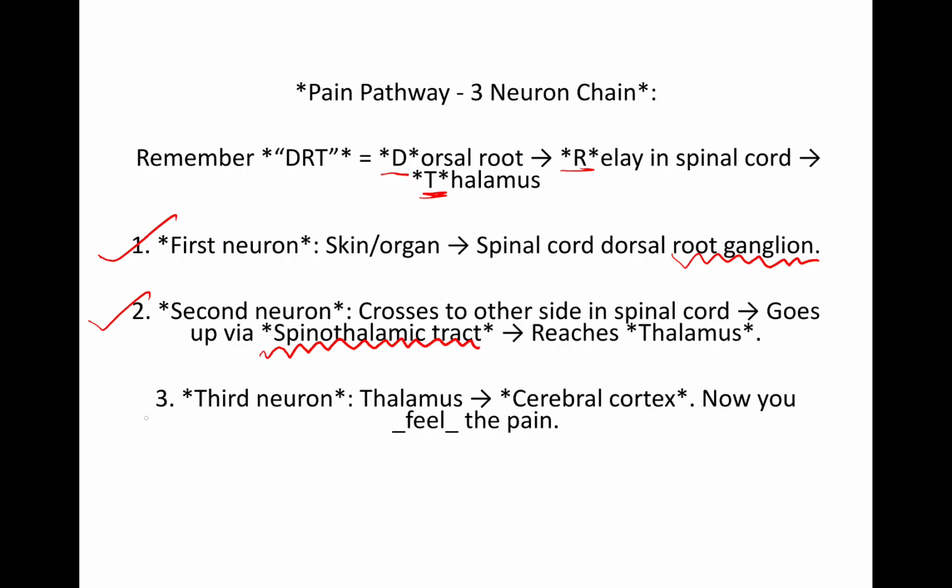Now, what is happening in the third neuron? From the thalamus, it reaches the cerebral cortex. Now you can feel the pain, after it has reached there. So that is the pain pathway with three neuron chains: first neuron, second neuron, third neuron.